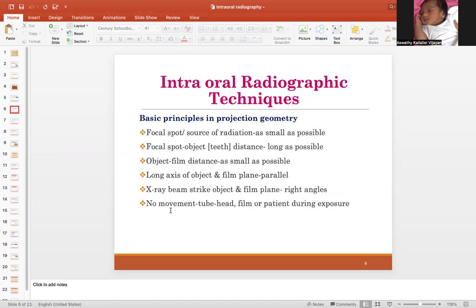The basic principle in any projection geometry is that the focal spot, or the source of radiation, should be as small as possible. The distance between the focal spot and the object, here the tooth, should be as long as possible. The object and film distance should be as small as possible. The long axis of the object and the film should be parallel to each other, and the X-ray beam should strike the object and film at right angles, and there should be no movement of the tube head, film, or patient during exposure.